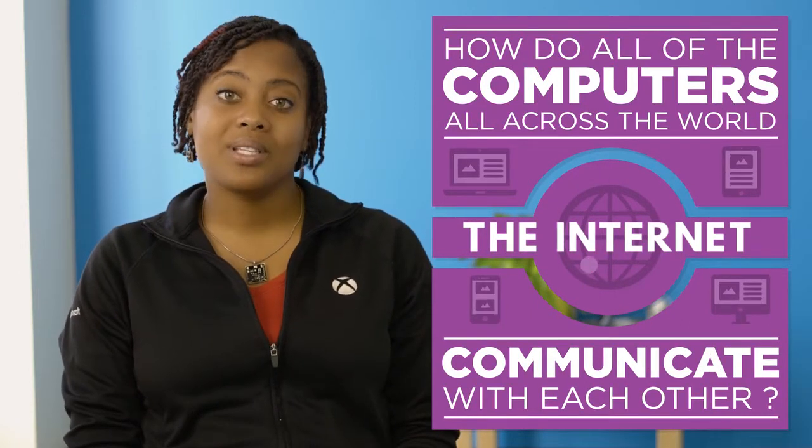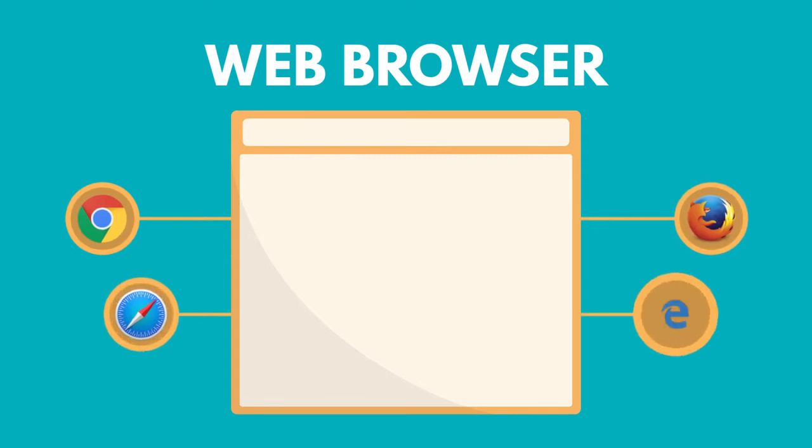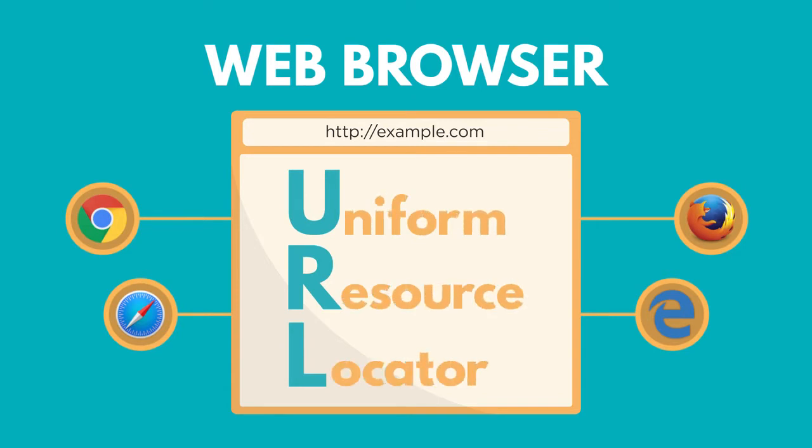Let's look at web browsing. First, you open a web browser. It's the app you use to access the web pages. Next, you type in the web address, or URL, which stands for Uniform Resource Locator, of the website you want to visit, like Tumblr.com.